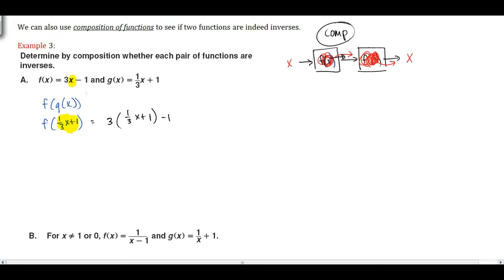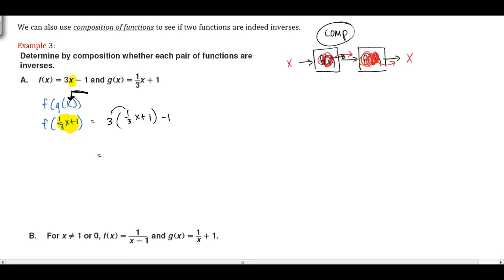I'm using the variable x, right? Nothing fancy, not a letter, not a number, nothing, just simple old x. It's going into one function. It'll be coming out, and it should come out as an x. And if it does, hey, we got inverses. And if it doesn't, I'm a little worried.